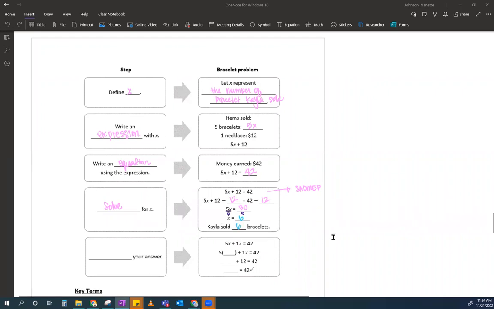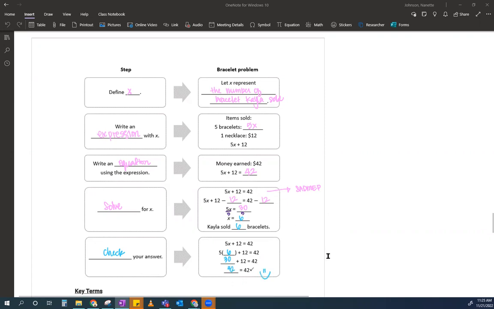But again, we need to check our answer. Always want to check our answer because then we can make sure that we got everything that we needed. So I'm going to plug in 6 here and see if that's true. 5 times 6 is 30. 30 plus 12 is 42. 42 equals 42. Yay!